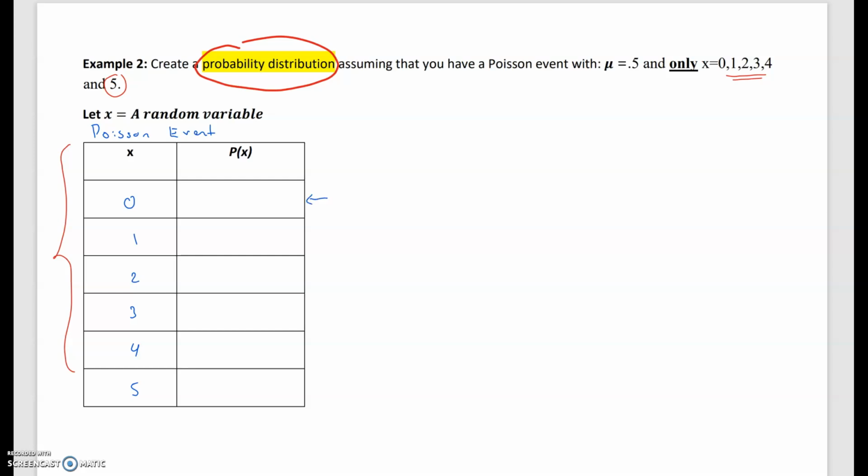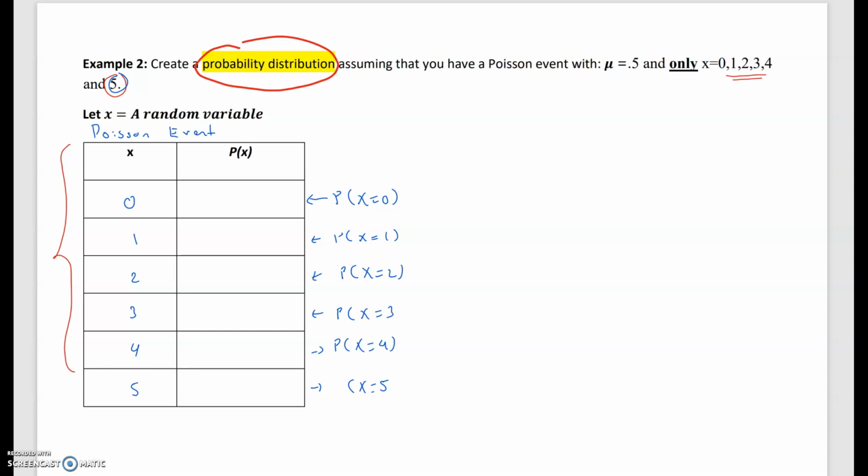So the numerical value that goes here is going to represent the probability of x is equal to 0, followed by the probability of x is equal to 1, followed by x is equal to 2, and technically all the way to x is equal to 3, probability of x is equal to 4, and we are stopping at 5. So the probability of x is equal to 5.